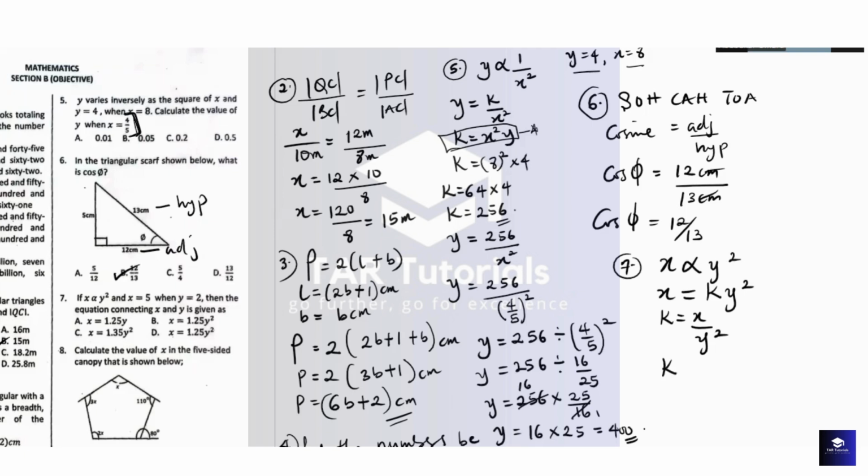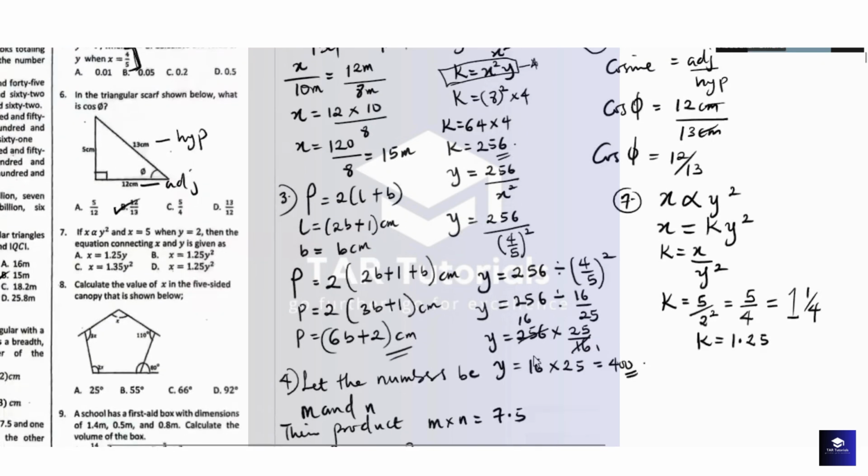And what do we do from here? We're given the values. What is x? X is 5, all over, and y is 2, so 2 squared. That gives me 5 over 4, which is one whole number and 1 over 4, so k equals 1.25. Now, what do we do? We bring it back to the equation in order to establish the relationship. Therefore, x is equal to 1.25 y squared, and this is the equation connecting x and y, and that goes for option D.